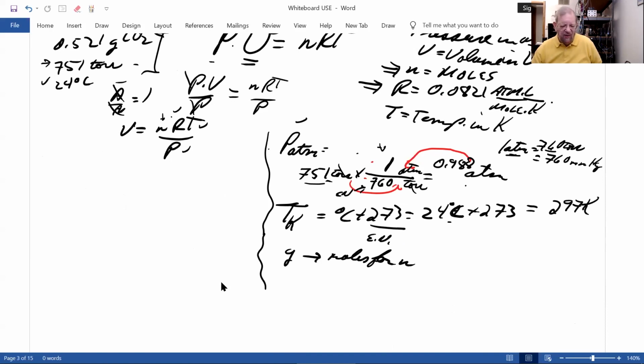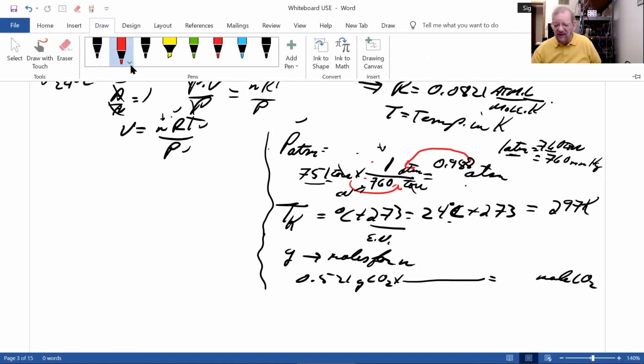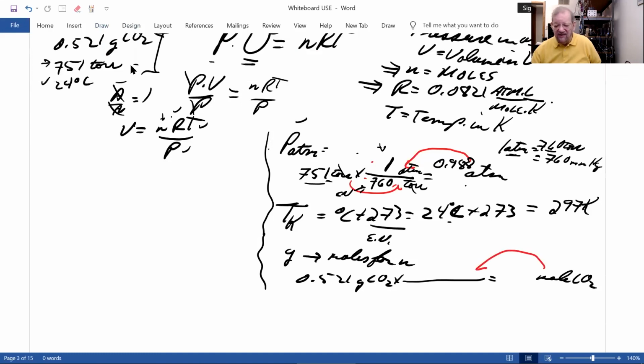For n, well, I have 0.521 grams of carbon dioxide. I want to go to what? I want to go to moles of carbon dioxide, CO2. Therefore, I'll use my good buddy, my good friend, unit analysis. Whatever I'm trying to get to goes on top. Whatever I'm trying to get rid of goes underneath.